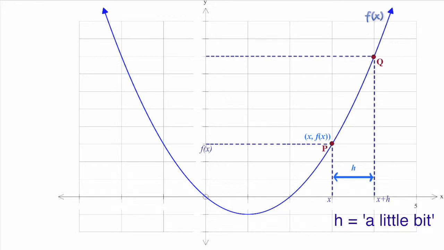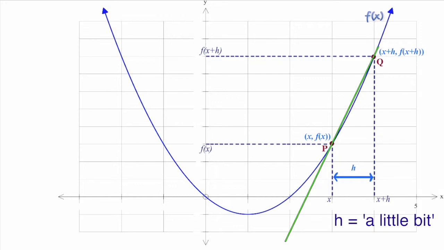Now, if we substitute in x plus h into f of x, we end up getting a y value which is equal to f of x plus h. Therefore, the coordinates of Q are x plus h, f of x plus h. Now that we have our 2 points, we can find the gradient of the chord that connects these two values.